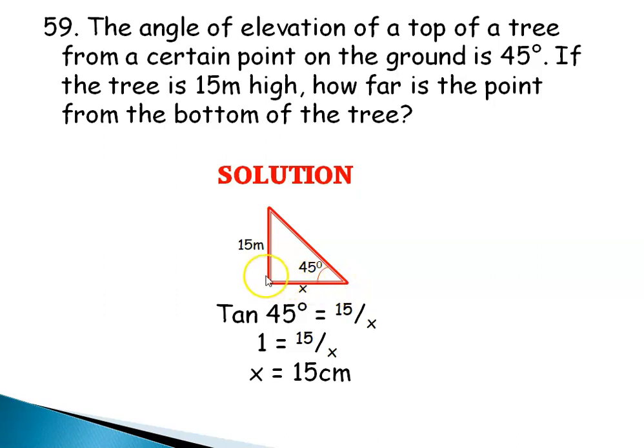So let's call this x. Is that okay? From this figure, we have the opposite, we have the adjacent, and we have the angle. So we're going to use tan. Tan 45 degrees is equal to opposite 15 divided by adjacent x. Alright, so the value of tan 45 is 1. 1 is equal to 15 over x. By the time you cross multiply, your x is 15 meters. Is that okay? Very good.